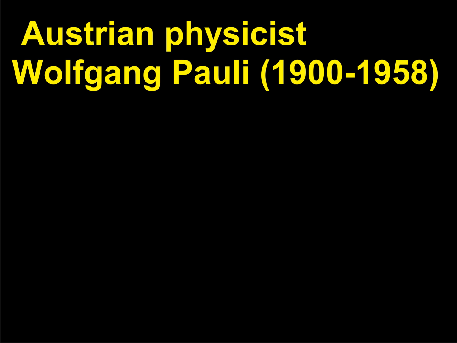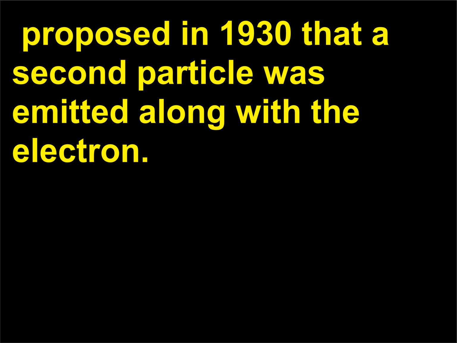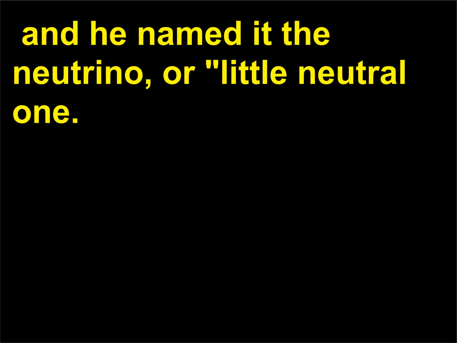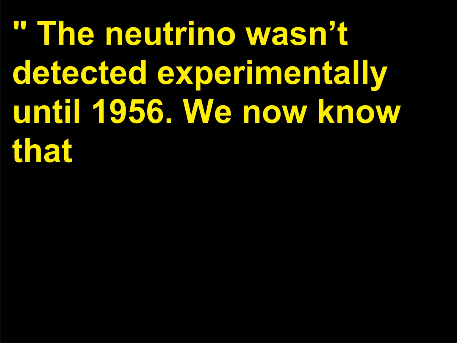Austrian physicist Wolfgang Pauli, 1900 to 1958, proposed in 1930 that a second particle was emitted along with the electron. This particle had to be neutral and have zero, or extremely small, mass. And he named it the neutrino, or little neutral one. The neutrino wasn't detected experimentally until 1956.